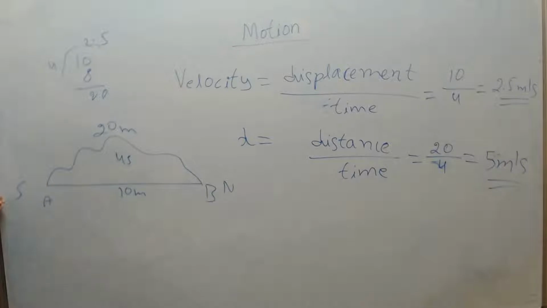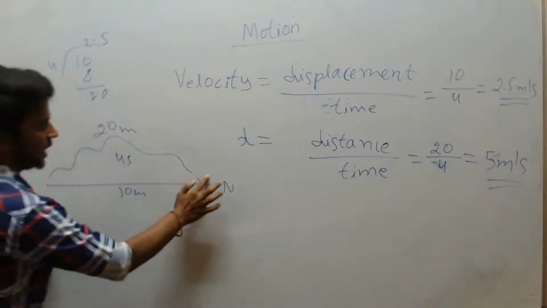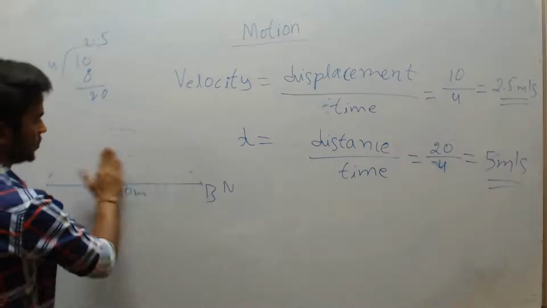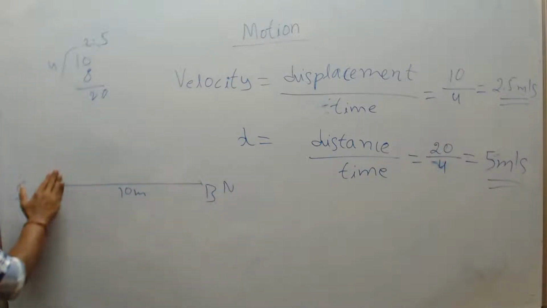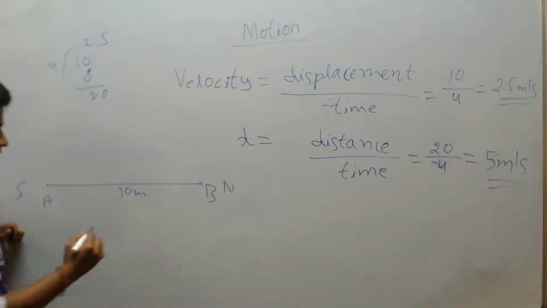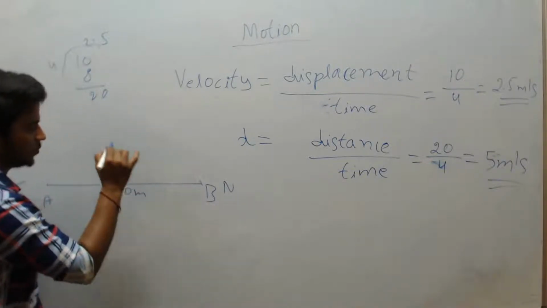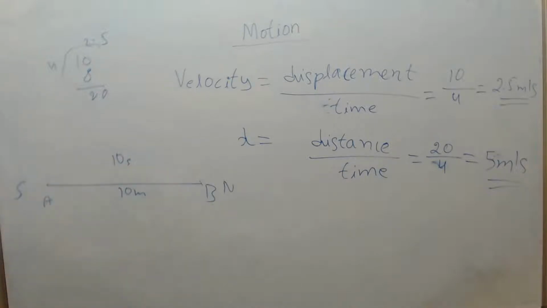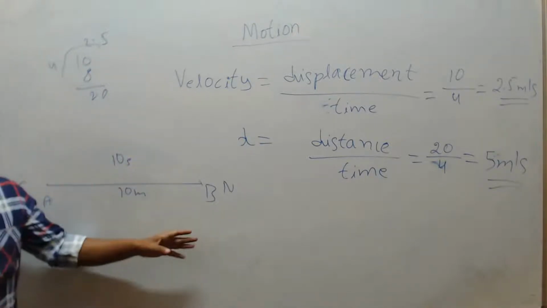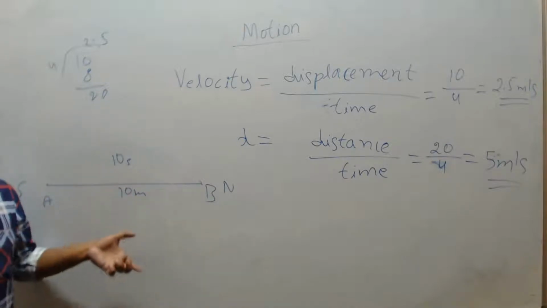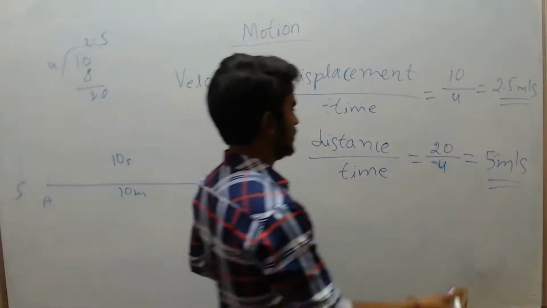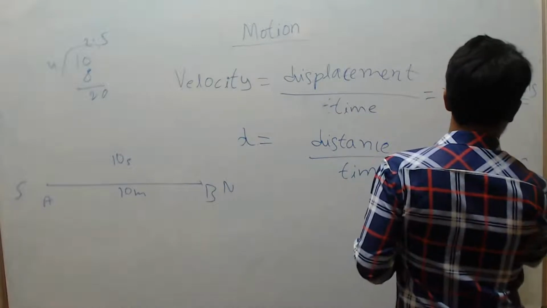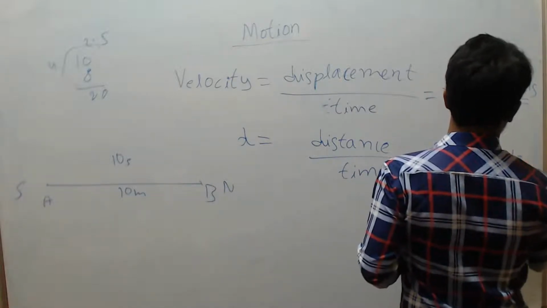Okay, clear? Suppose I will ask, one object is moving first A to B, then B to A, using this path only. Okay, first A to B, then B to A in 10 seconds. I will ask what is the speed. First, that object will travel from A to B and B to A. So total distance is 10 plus 10, 20. Okay. So time is 10 seconds. Then what is the answer? The speed is 2 meter per second.